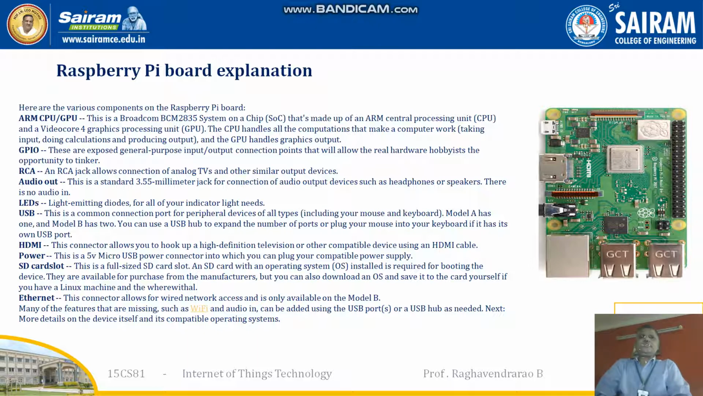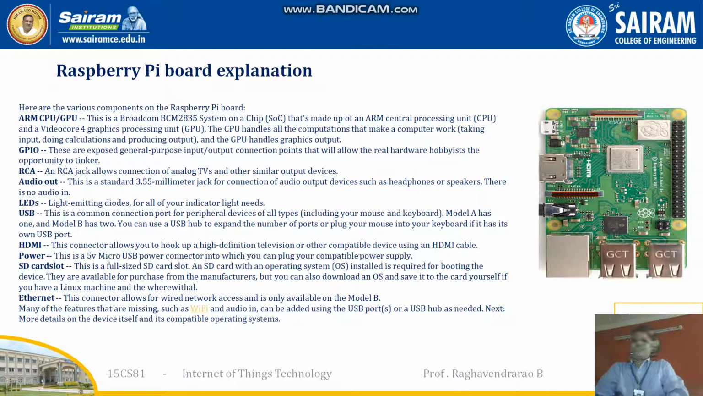Then there is another component, that is GPIO. These are the exposed general purpose IO connections, which give real hardware hobbyists the opportunity to tinker. Any project that you want to do, this particular connection is going to help you out for the bigger projects. The RCA is there. This is a jack, the connection jack, which allows you to connect video and other similar output devices.